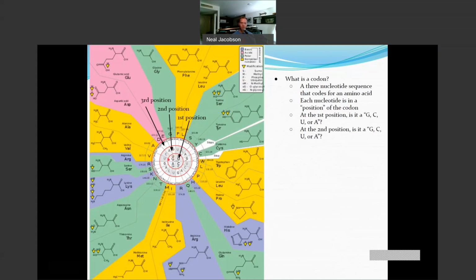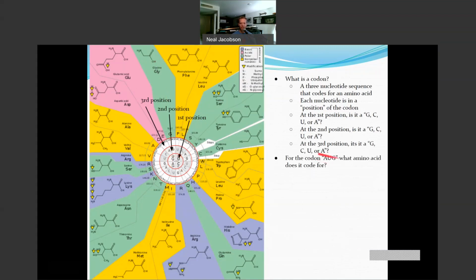So let's say the codon is just GGG. So we got first position is a G, second position is a G, third position is a G. So that codes for glycine. So G codes for glycine. Guanine codes for glycine.